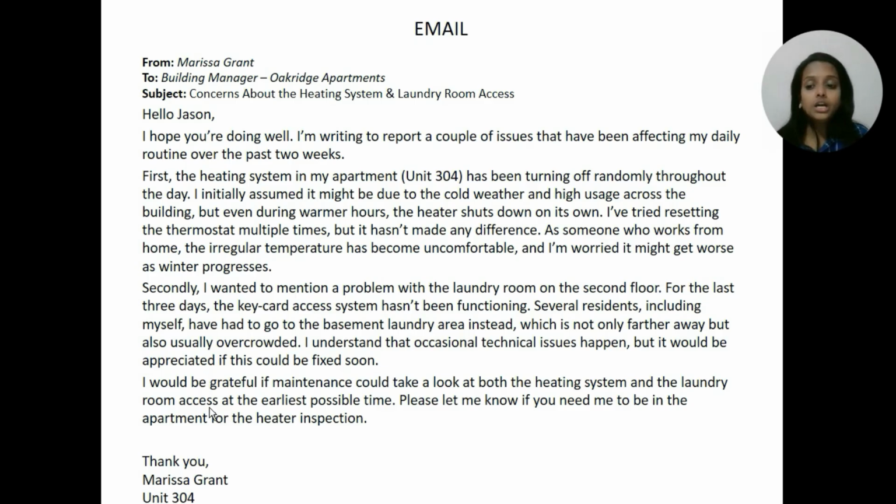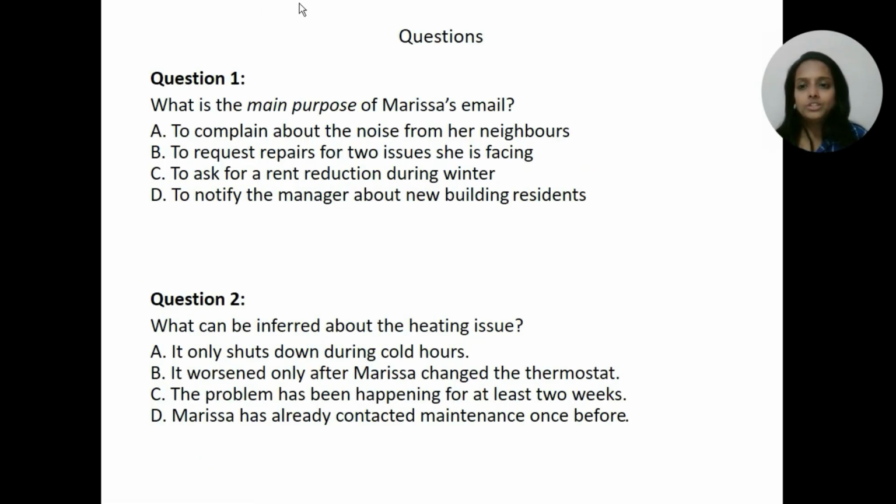I understand the occasional technical issues happen, but it would be appreciated if this could be fixed soon. I would be grateful if maintenance could take a look at both the heating system and the laundry room access at the earliest possible time. Please let me know if you need me to be in the apartment for the heater inspection. Thank you, Marissa Grant, Unit 304. So this is the email. Let's move to the question.